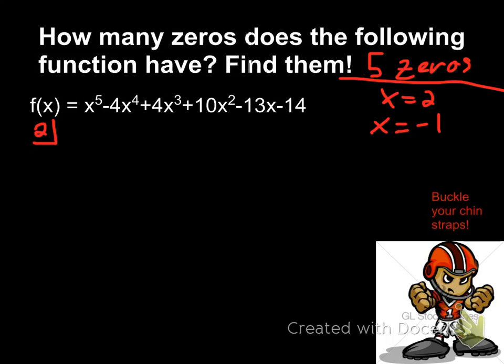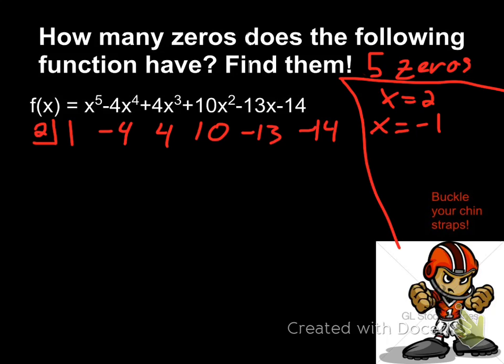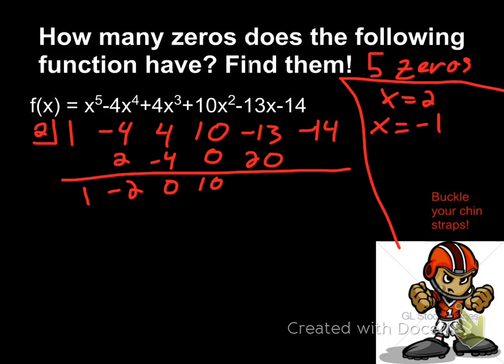Okay, write down my coefficients: 1, -4, 4, 10, -13, -14. All right, synthetic division. Here we go. Bring down the 1. 2 times 1 is 2. -4 plus 2 is -2. 2 times -2 is -4. 0, 0, 10, 20, positive 7, 14.